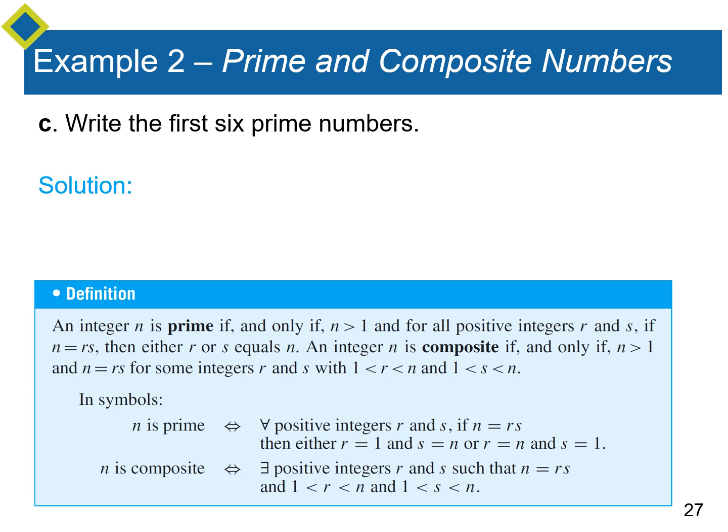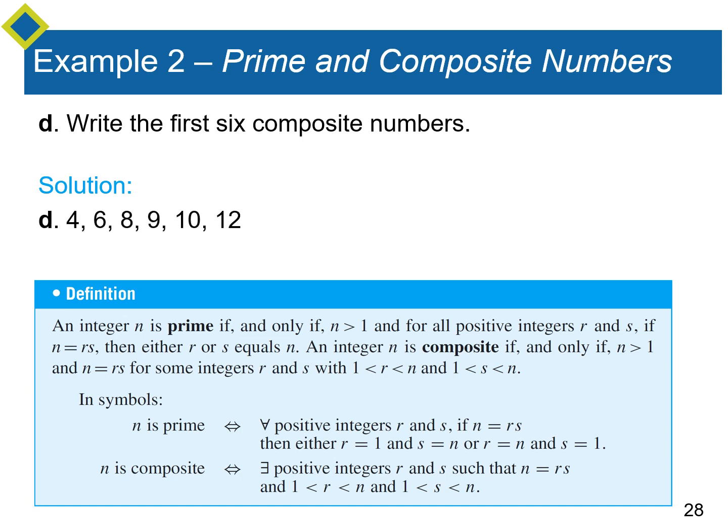For C, write the first 6 prime numbers. This is a direct answer. The first 6 prime numbers are 2, 3, 5, 7, 11, 13. Composite numbers: 4, 6, 8, 9, 10, 12. These are not prime numbers.